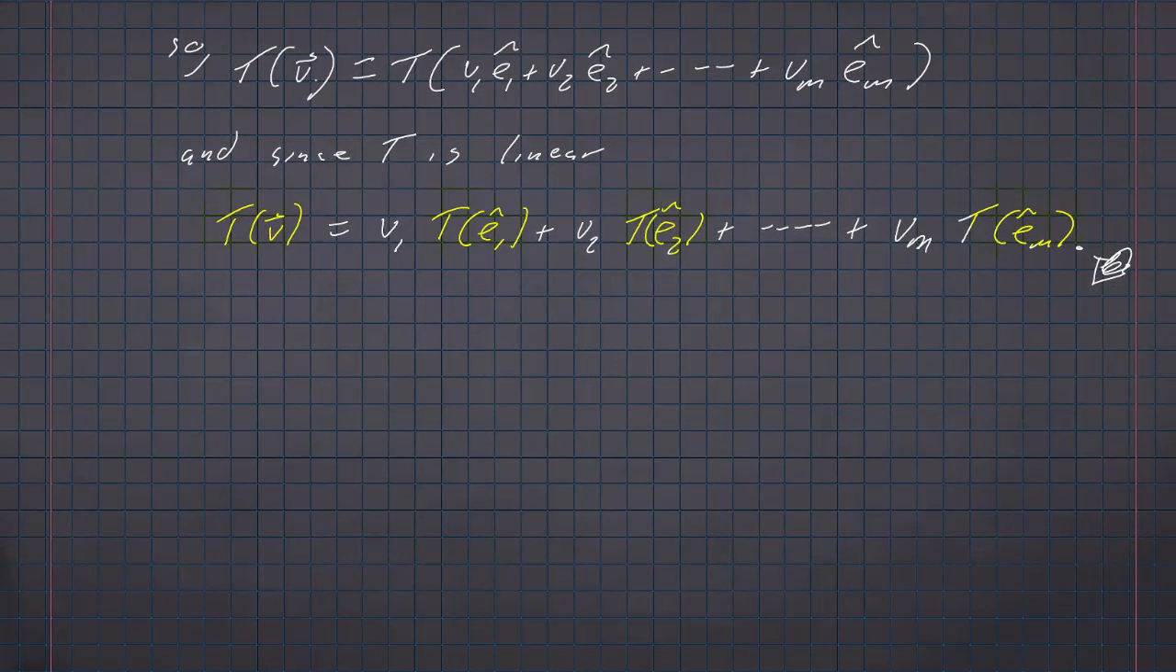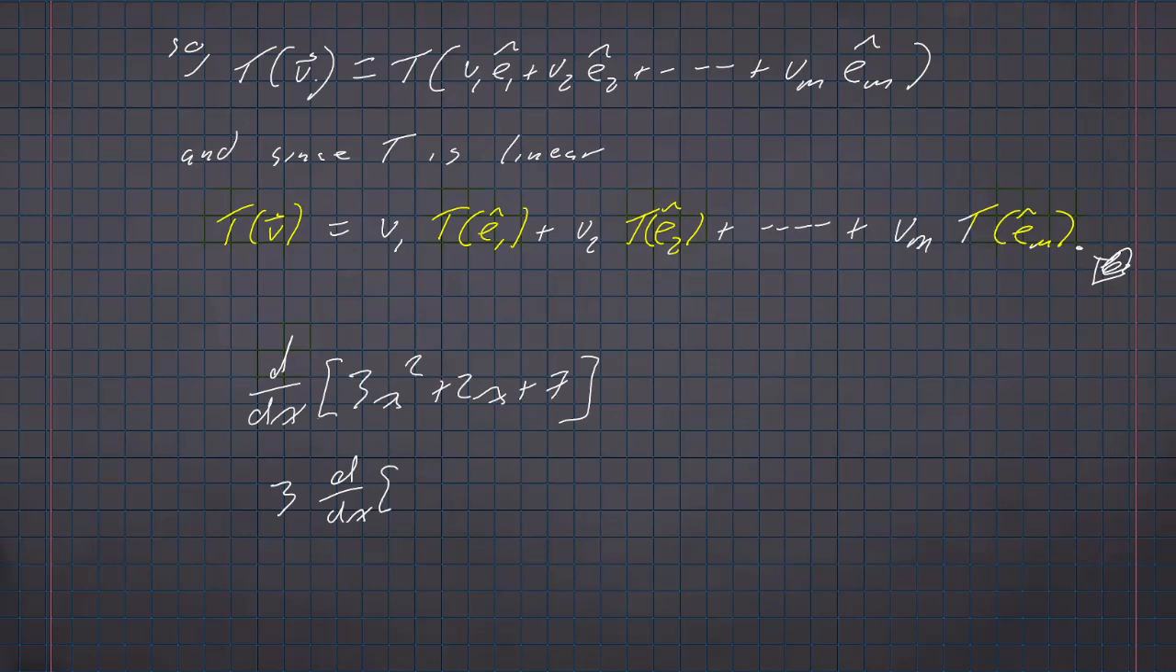Once again, I know we're talking about Euclidean vectors, not functions here, but I want you to think back to the derivative from Calc 1. When you take the derivative of a polynomial, this is exactly what you do. To take the derivative of the polynomial 3x squared plus 2x plus 7, you split that up and write it as 3 times the derivative of x squared plus 2 times the derivative of x plus 7 times the derivative of 1.